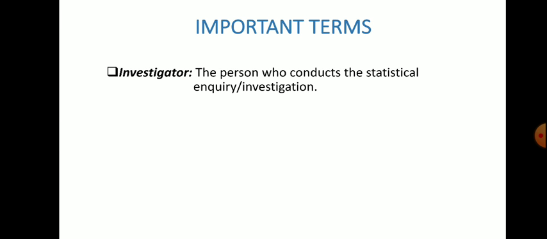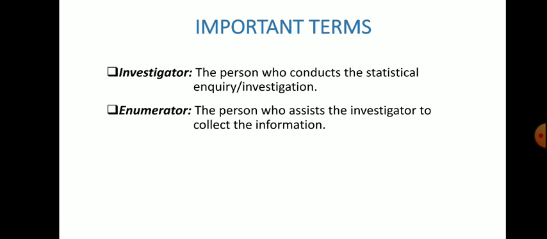Now, moving on to the next part, that is important terms. Before going to the chapter itself, you need to memorize certain very important terms. So, what are those terms? First of all, the person who conducts the statistical inquiry or the investigation is known as the investigator. Whenever we use this term investigator, you must remember that the investigator means the person who is investigating the thing.